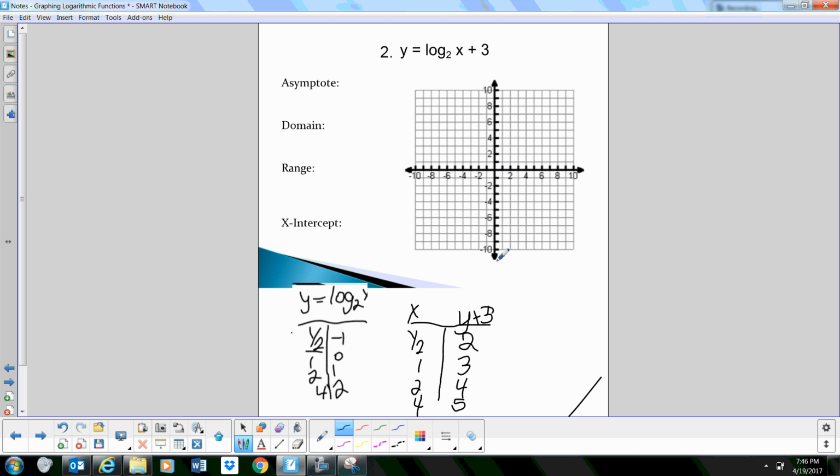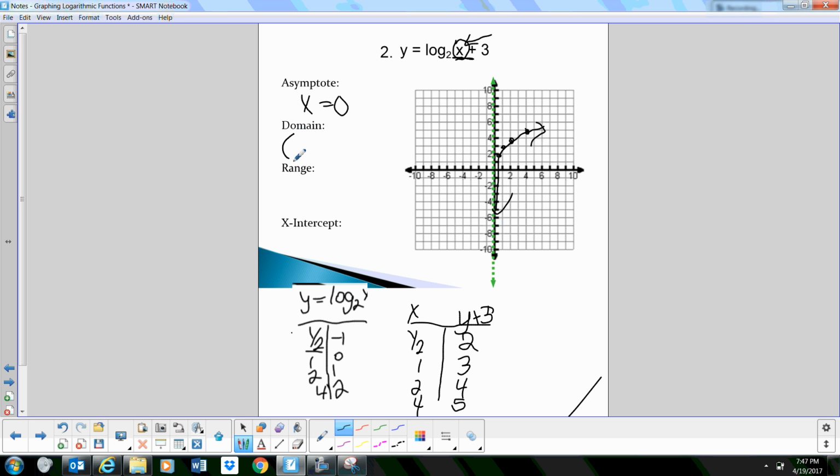Okay. So where does our graph start? Our asymptote is going to be whatever makes this 0, what we're taking the log of. Well, what makes that 0? It's just 0. So let's throw in our asymptote. Okay, it's right here. There's our asymptote. And now let's plot those 4 points. A half, 2, 1, 3, 2, 4, and 4, 5. So you can see really all we did was shift the parent graph up 3 units.